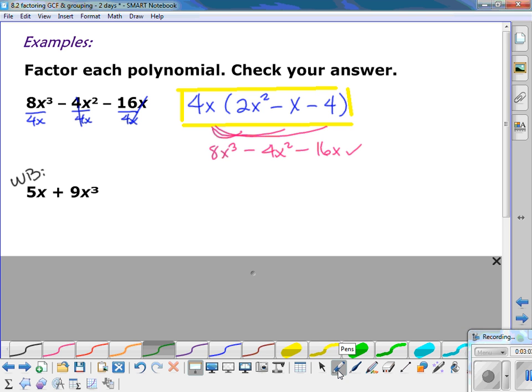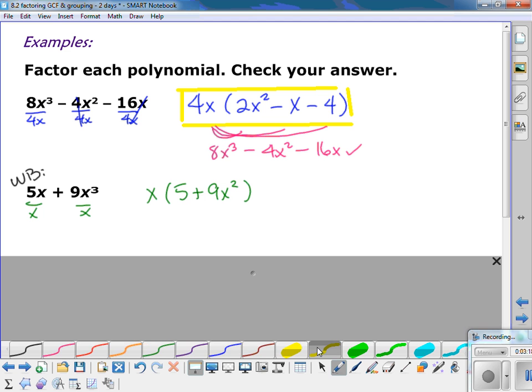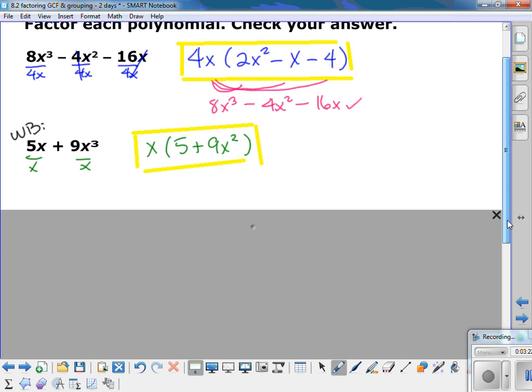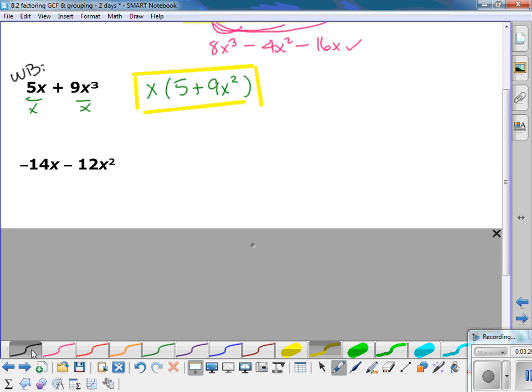Okay, so x is the greatest common factor because there isn't a number that goes into 5 and 9 other than 1. So if we divide out the x, we're left with 5 plus 9x squared in the parentheses. Alrighty. Here's another example for your notes.